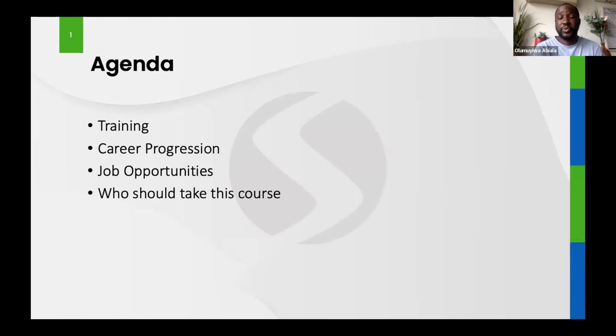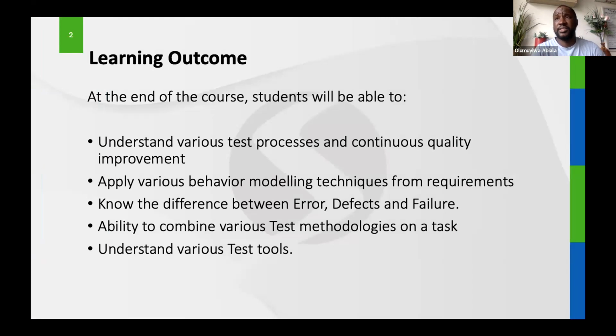We've got just 4 bullet points here, which is talking about the training which we're here for, our career progression, and where we'll be going from one step of the career to another, how we will learn, how we'll grow, how we'll achieve our dreams. At the same time, I'll take you through the job opportunities within the UK, within the world as a whole, and also who should take this course? Who are those who want to take this course? Do you think it is for you? Do you think it's not for you? It's best for you to decide.